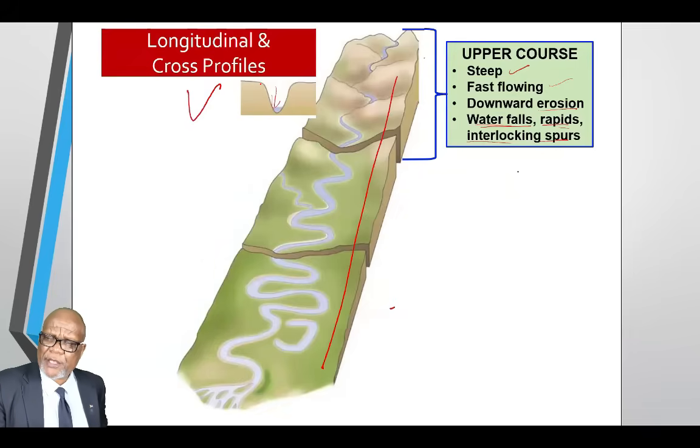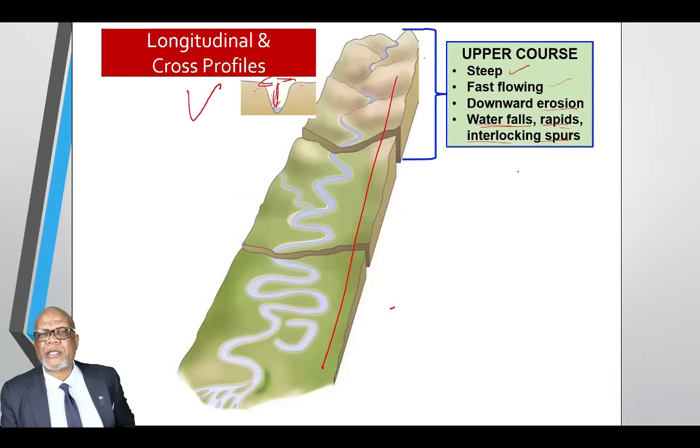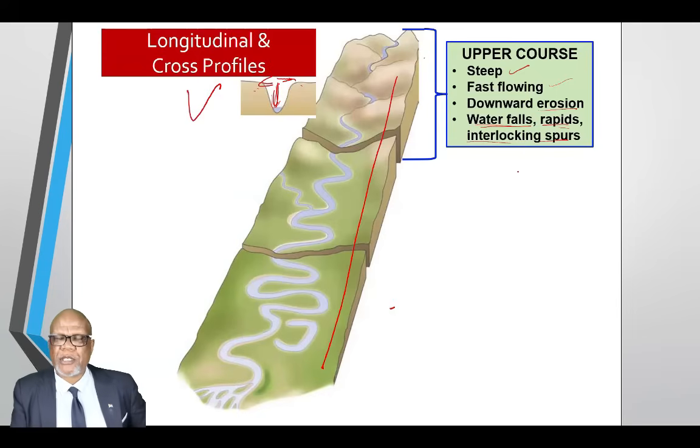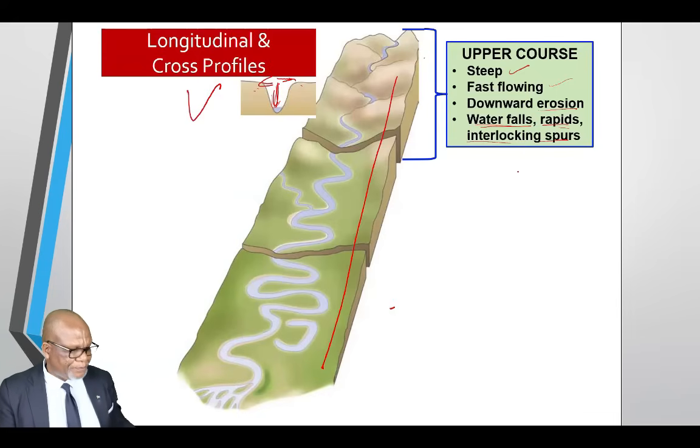Now, when you're looking at the cross profile of the river, what will you see from the cross profile of the river? You will see the depth of the river. You will also see the width of the river. Those are the characteristics of a river that you will see from the cross profile of the river.